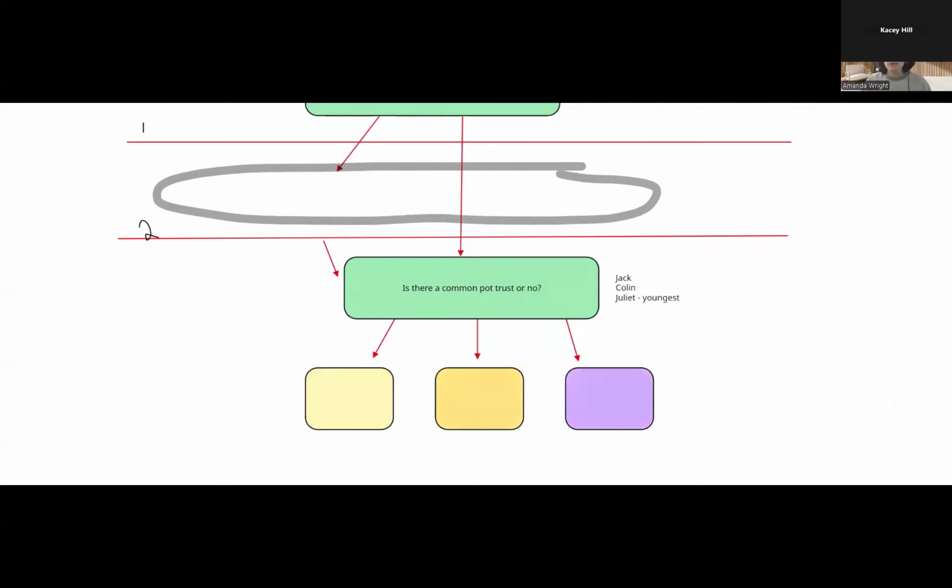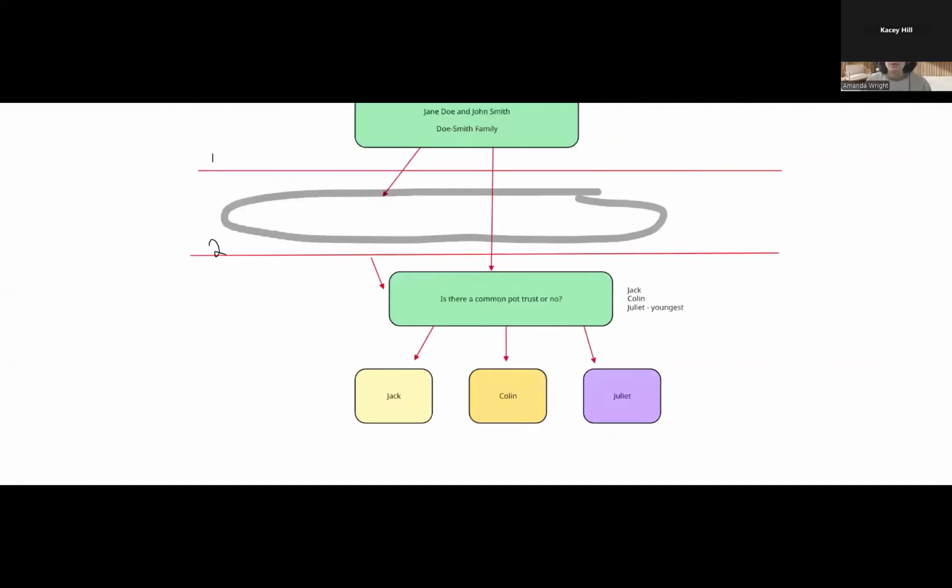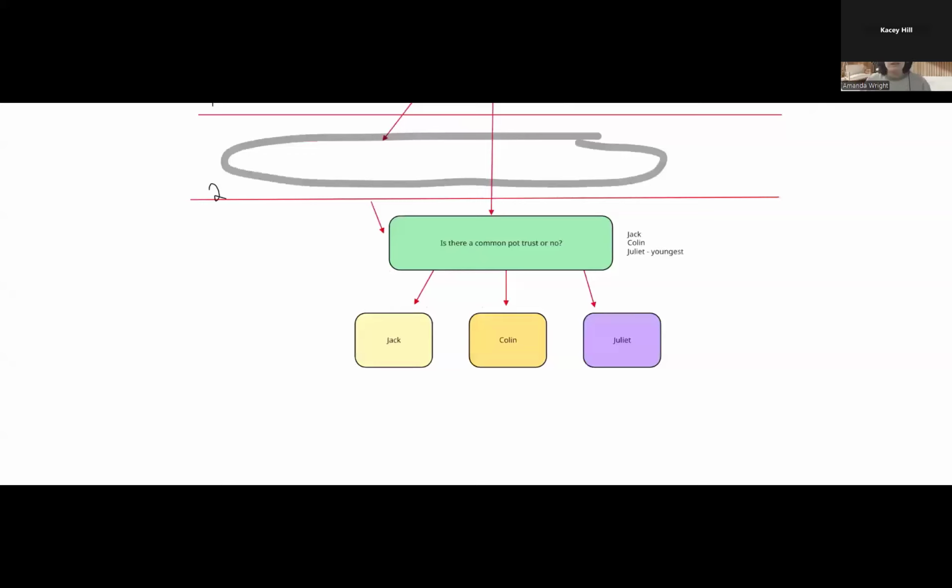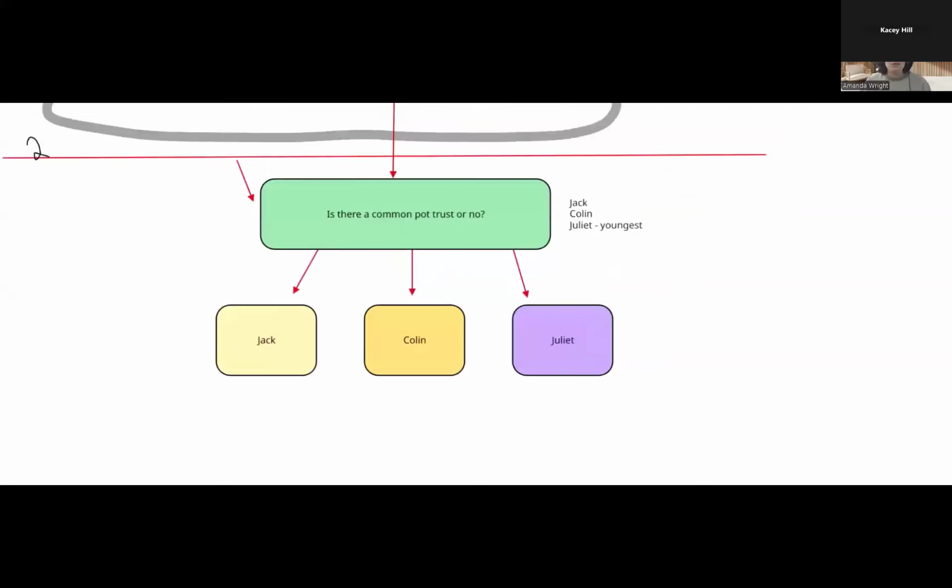So I made our things different colors here. So we have Jack, Colin, and Juliet. And we're used to calling these, marketing term, lifetime asset protection trusts because they will last over Jack, Colin, and Juliet's life with somebody else in charge, which is the successor trustee. We don't know who that is. And that person can get the money out for each of the children. And the money inside the trust stays protected from creditors, lawsuits, divorce, etc.